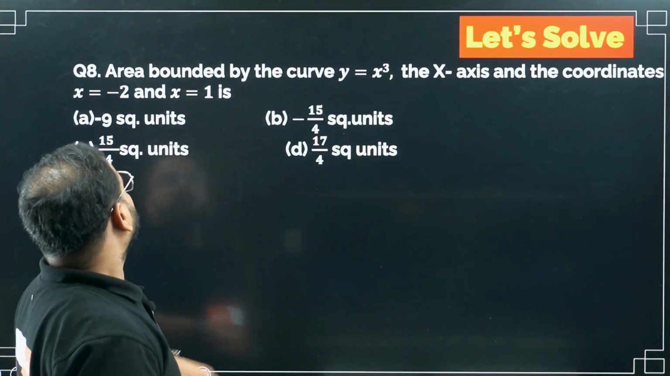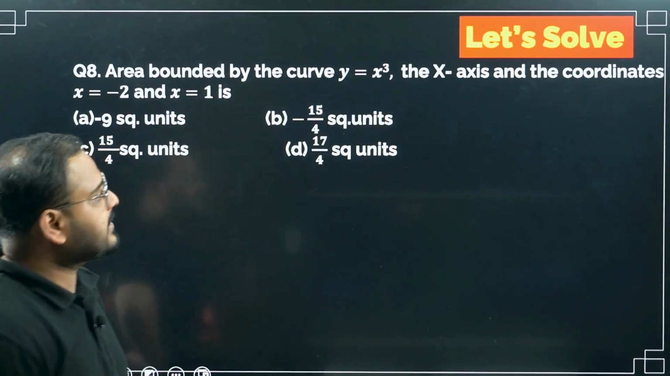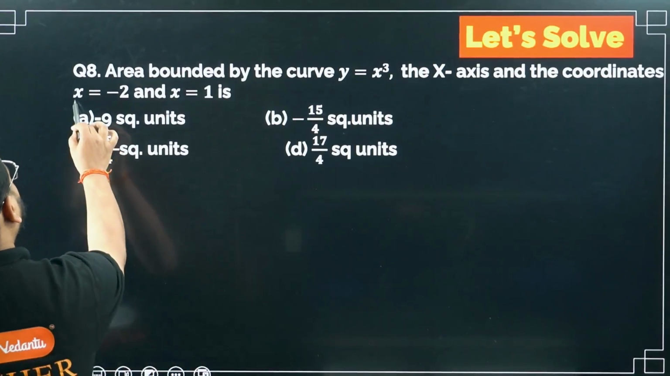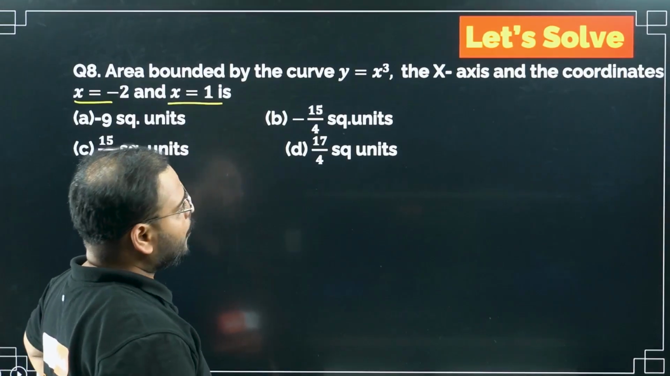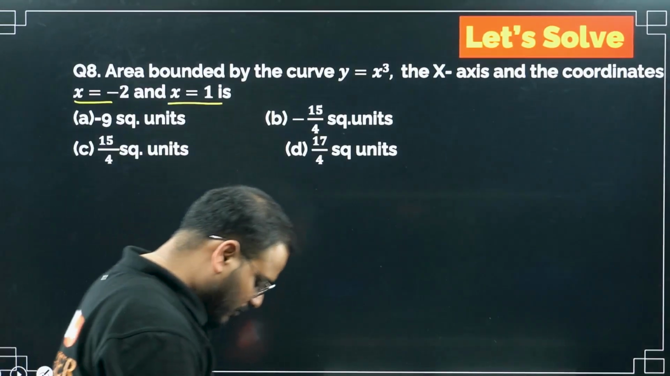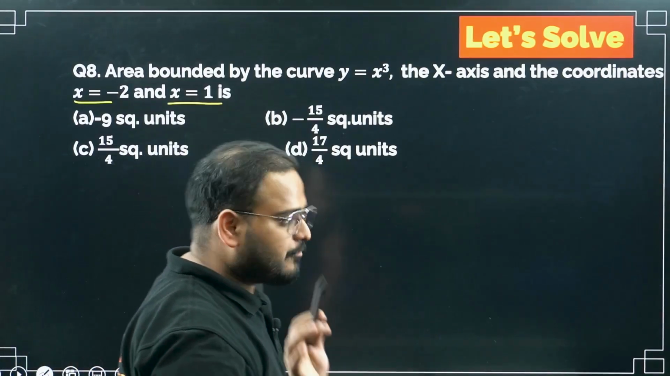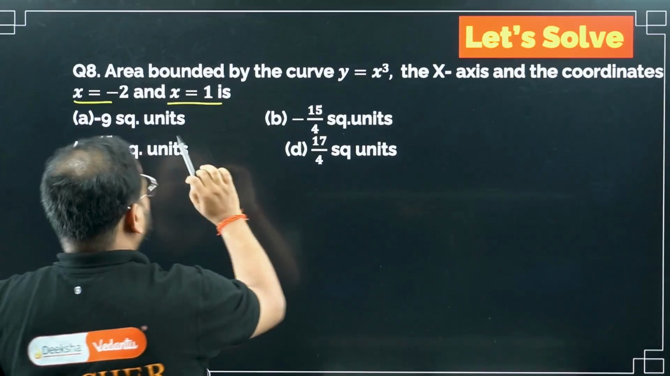Now question number 8. Area bounded by the curve y equals x cube, the x-axis and the ordinates x equals minus 2 and x equals 1. So how will I solve this, sir? First of all, what most of the people are going to do, they're going to solve it and get result either B or C.